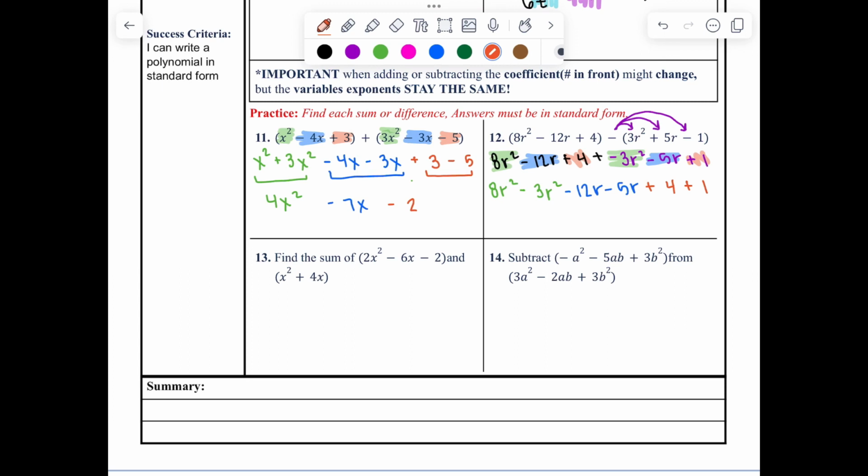At this point, all I've done is written all of your like terms together, so I'm finally ready to combine. 8r squared minus 3r squared is 5r squared. -12r minus 5r is -17r. And 4 + 1 is 5. There are no more like terms here, so you can't combine anything, and that's your final answer. The other two problems, 13 and 14, the answer key is on Canvas.